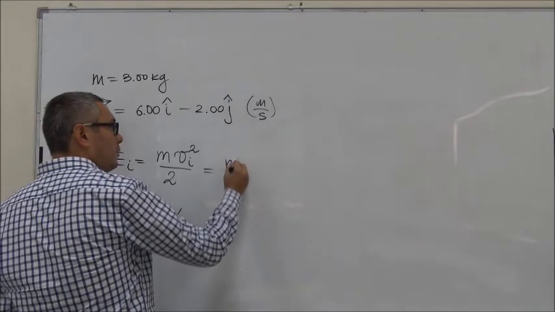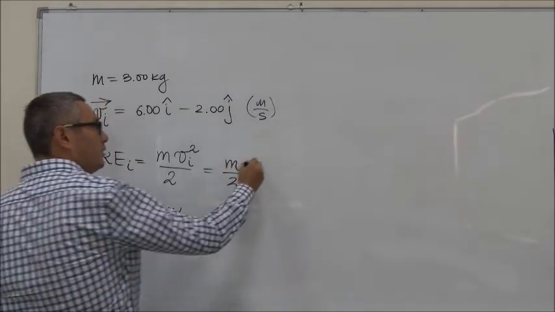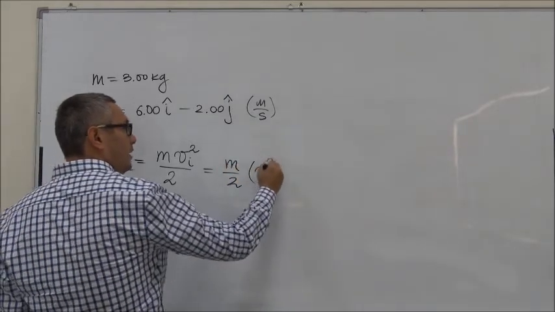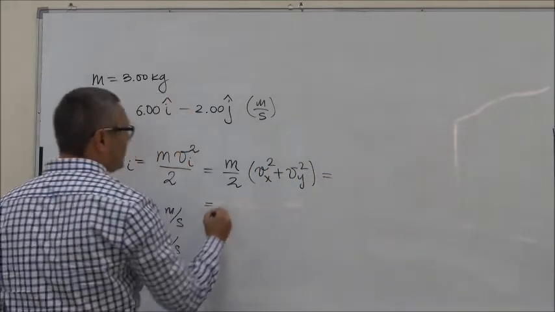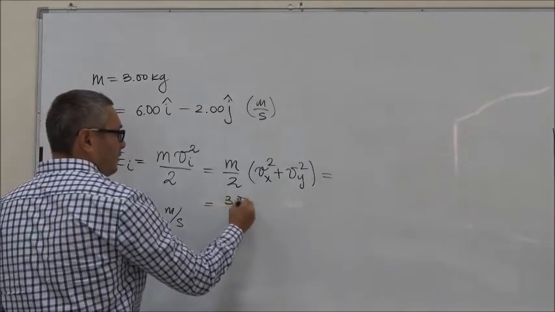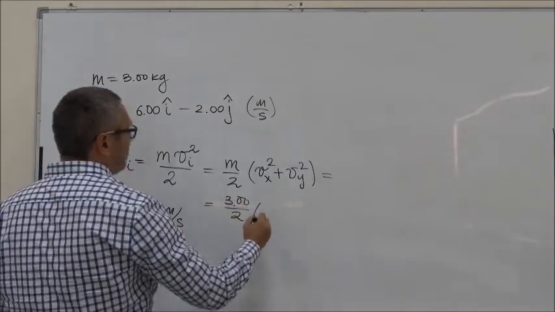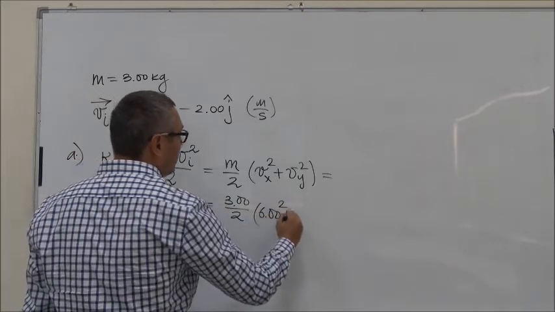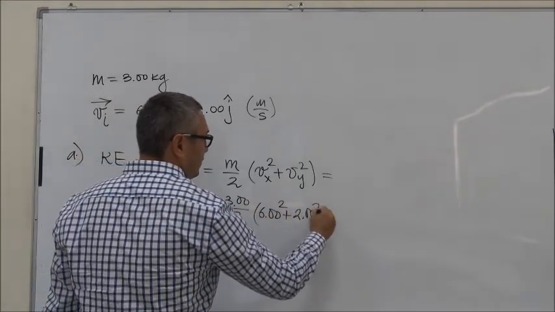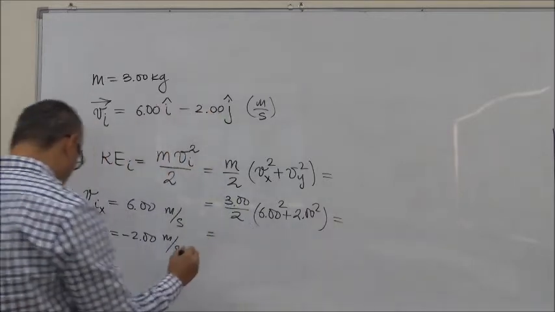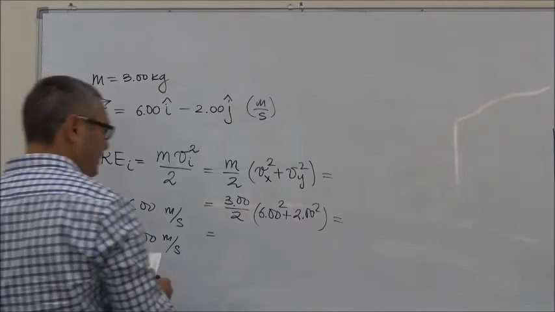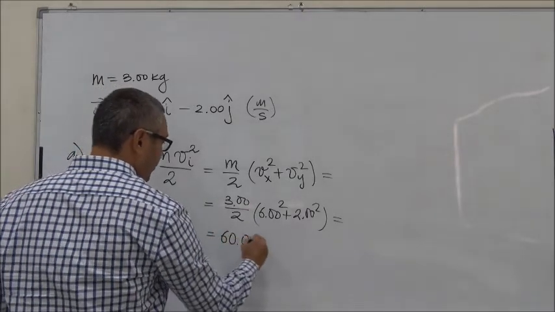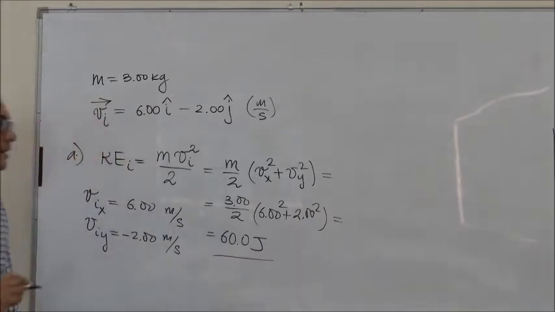So this is equal to m over 2 times vx squared plus vy squared. So this gives us 3 over 2 times 6 squared plus 2 squared, and the answer you get is 60 joules. So this is the answer to part A.